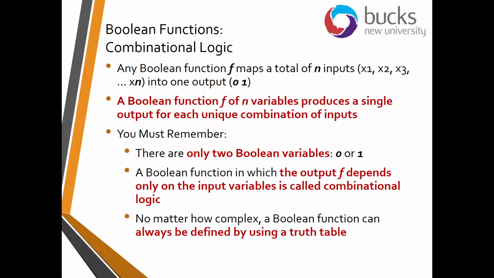So there's no timing factor in combinational logic. It's purely what's going in, through the logical change, which makes a transformation and makes the output. Okay, so in combinational logic we purely have inputs coming in and an output going out the other side. No matter how complex a Boolean function can be, we will define it by using a truth table. No matter how complicated it gets in terms of combinational logic, we can always work out the definition of it by mapping it through with the truth table.